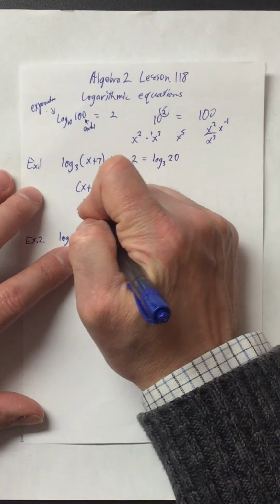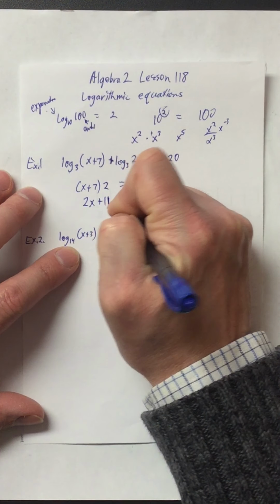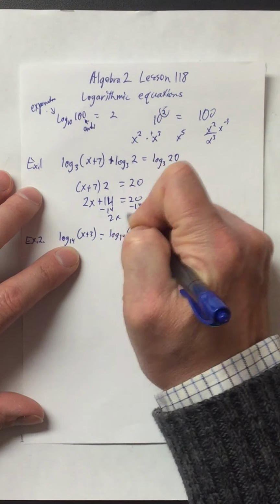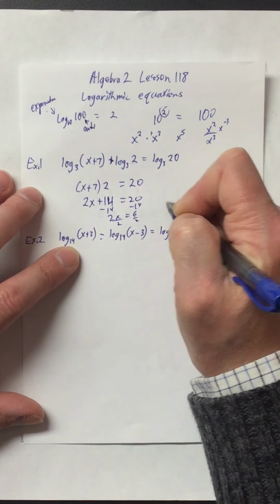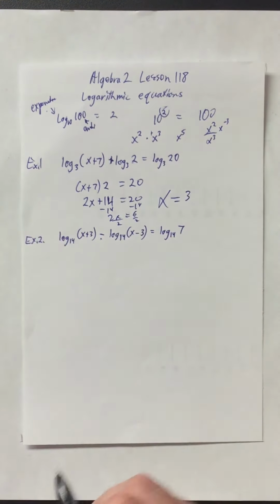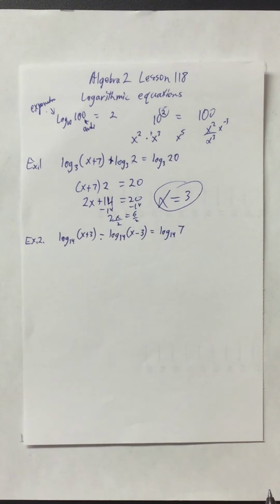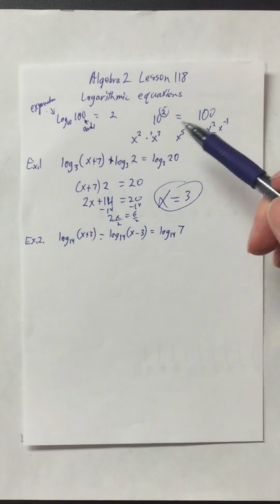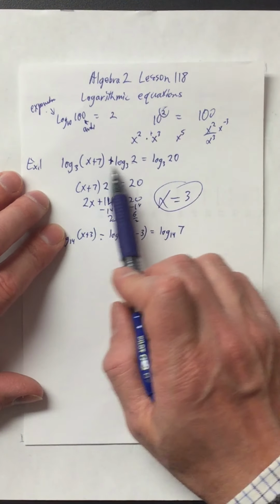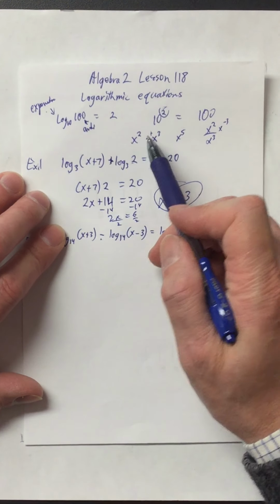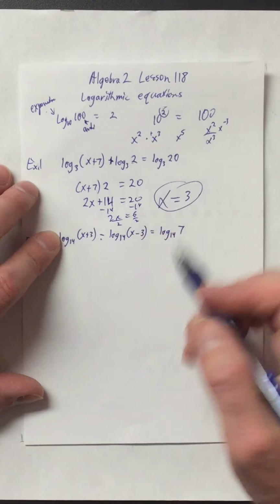So if I multiply that out, I get 2x plus 14 is equal to 20. Subtract 14 from both sides. 2x is equal to 6. Divide by 2, divide by 2. x is equal to, looks like x is equal to 3. And it's really just that simple, with just the understanding that when we're adding logarithms, we're working backwards, and that's what we normally do here. We have to multiply them.